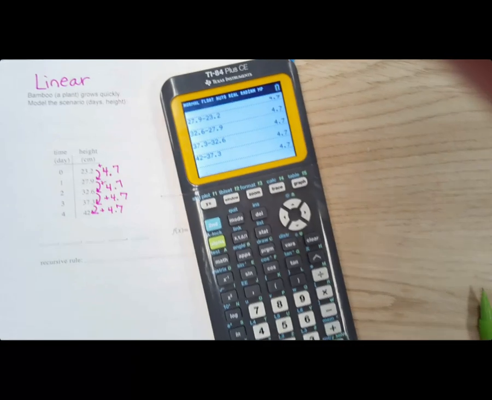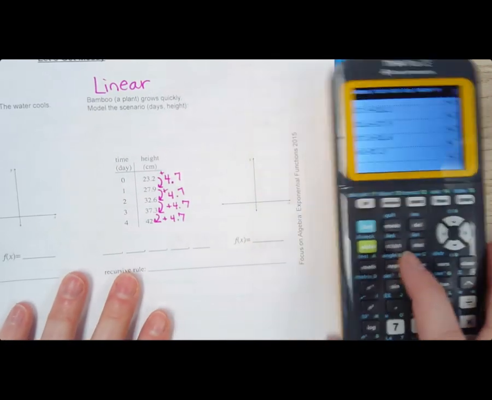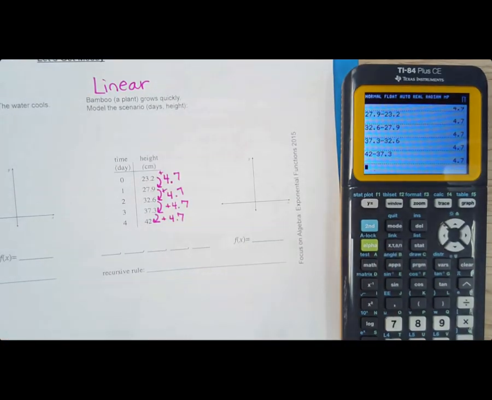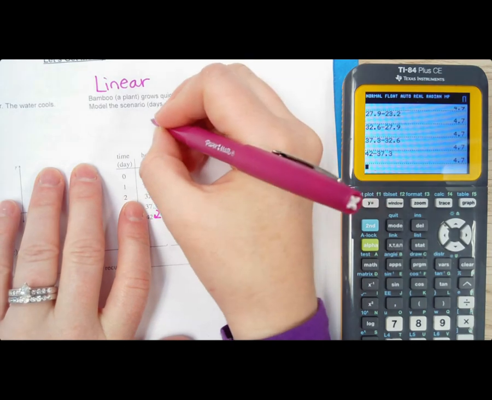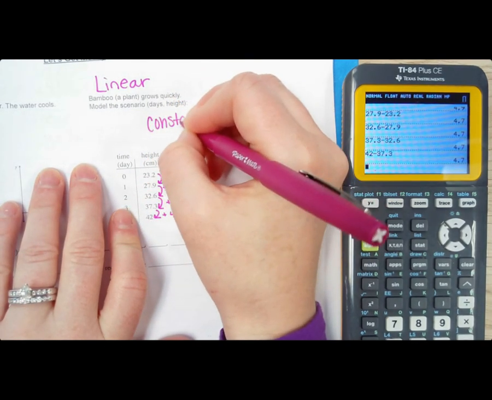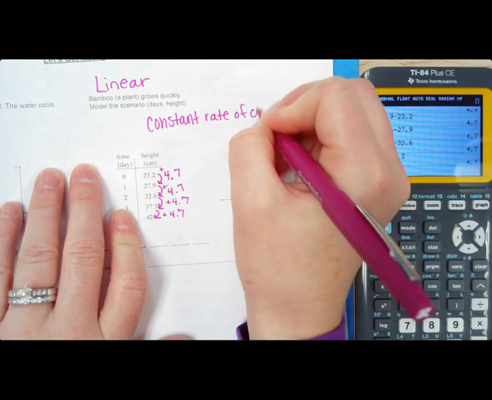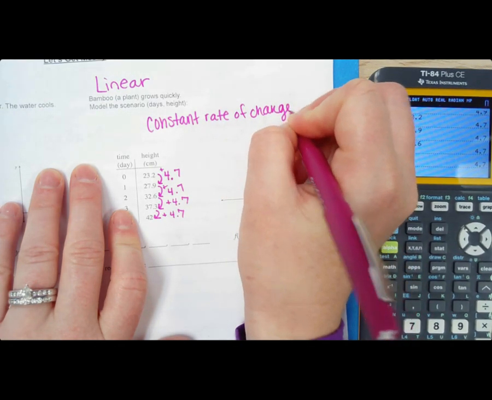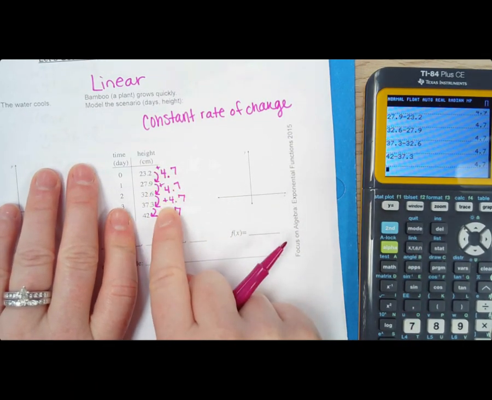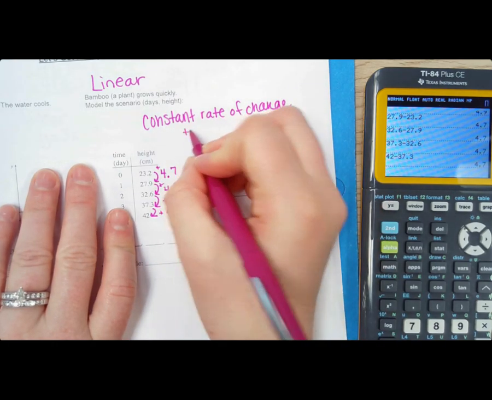So how do we know that it is linear from this table? Okay, so it'd be a constant rate of change. And the operation here is plus 4.7.